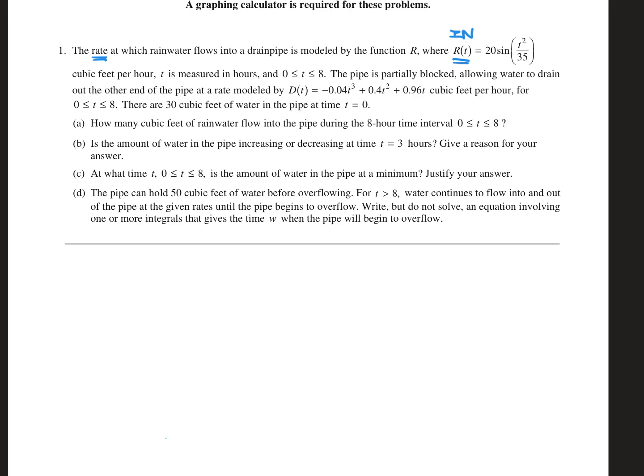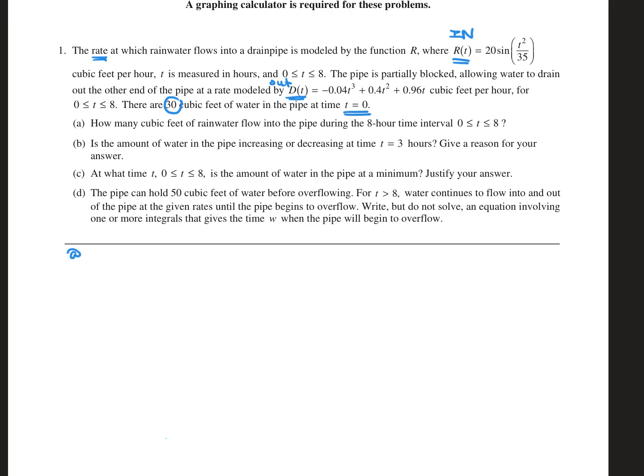The pipe is partially blocked, allowing water to drain at the other end, modeled by D of t, and that's the rate out. And again, they gave us the rate of both of them for all the times between 0 and 8. We know that there's 30 cubic feet currently in the pipe at time equals 0.